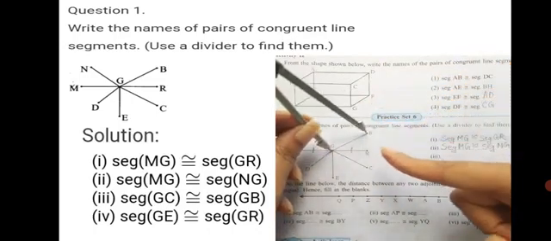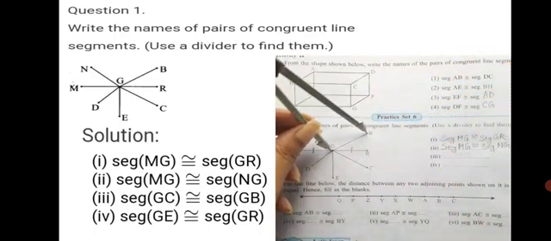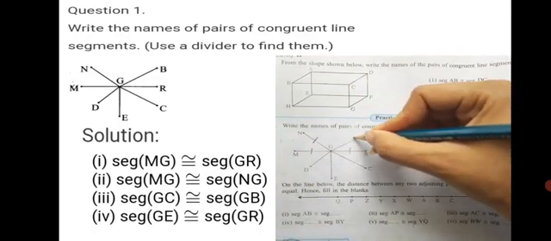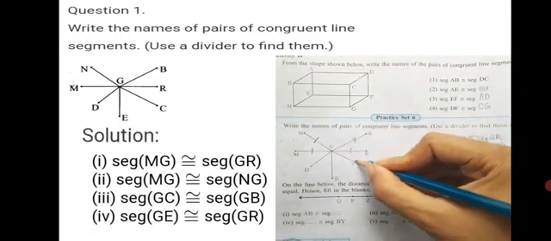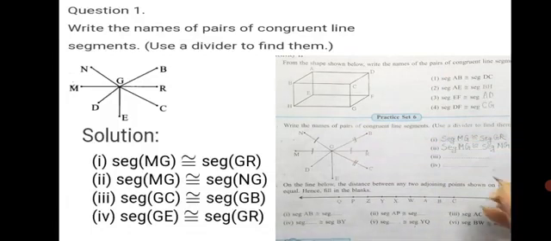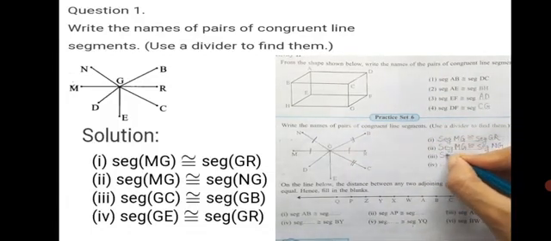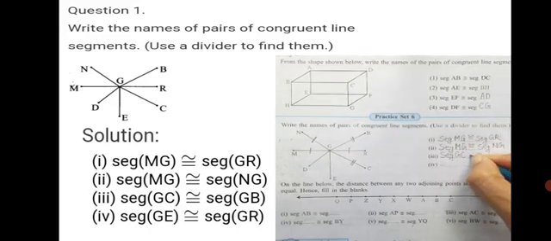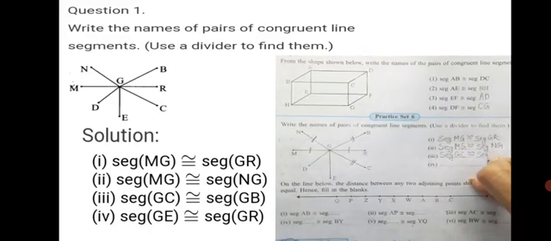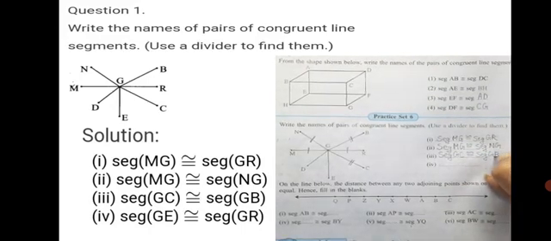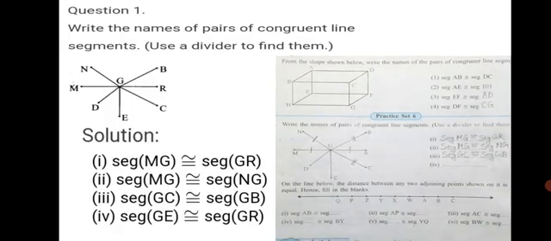GR is not matching, but yes, GH is perfectly matching GB. So GB, I will mark two lines along with GR, along with GC. So we write seg GC is congruent to seg GB. See the third answer: seg GC is congruent to seg GB.